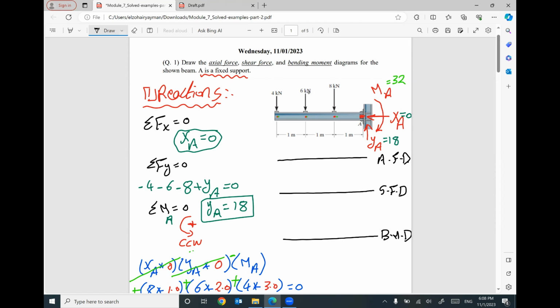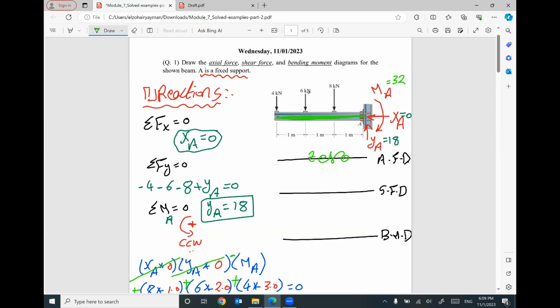If you would like to draw the axial force diagram, I will look at any force you have parallel to the beam. Since your beam is in a horizontal direction, what forces do you have parallel to this direction? The only reaction is XA. How much? 0. So your axial force will be 0. You have to write something. You have to write 0 to give me an indication that your diagram is 0.